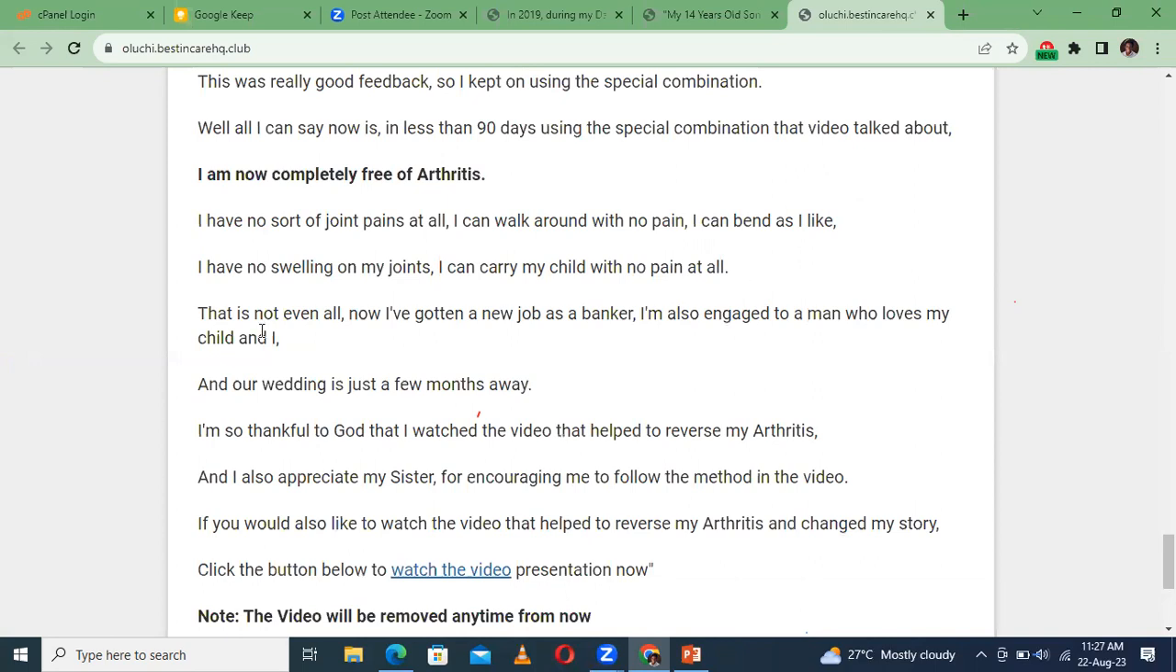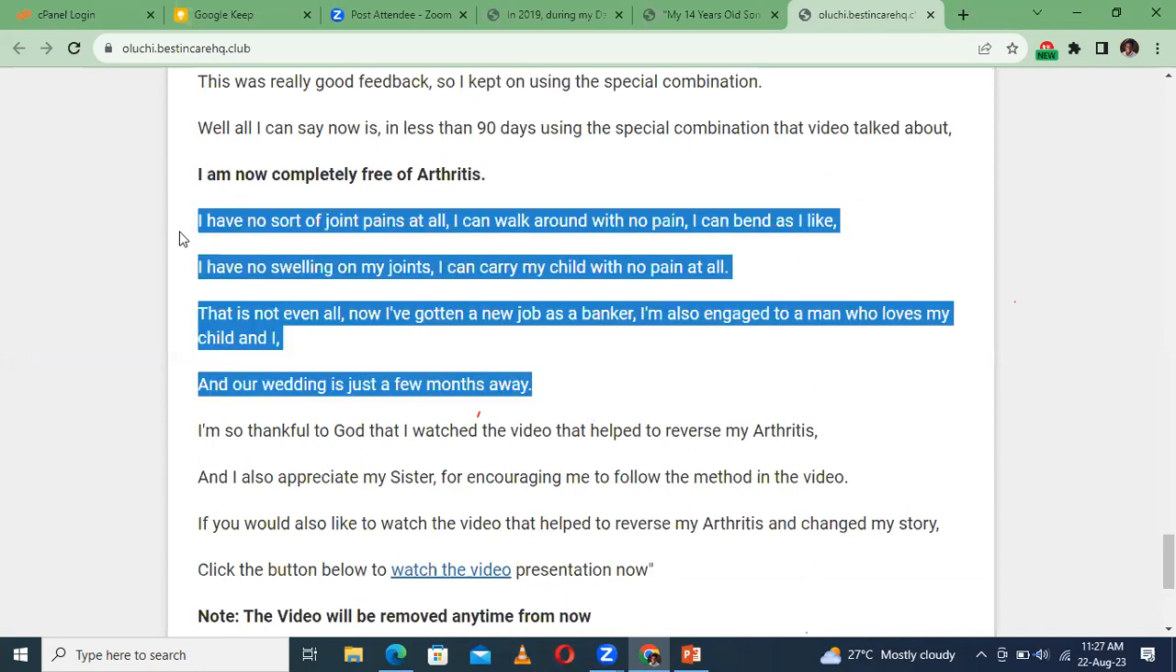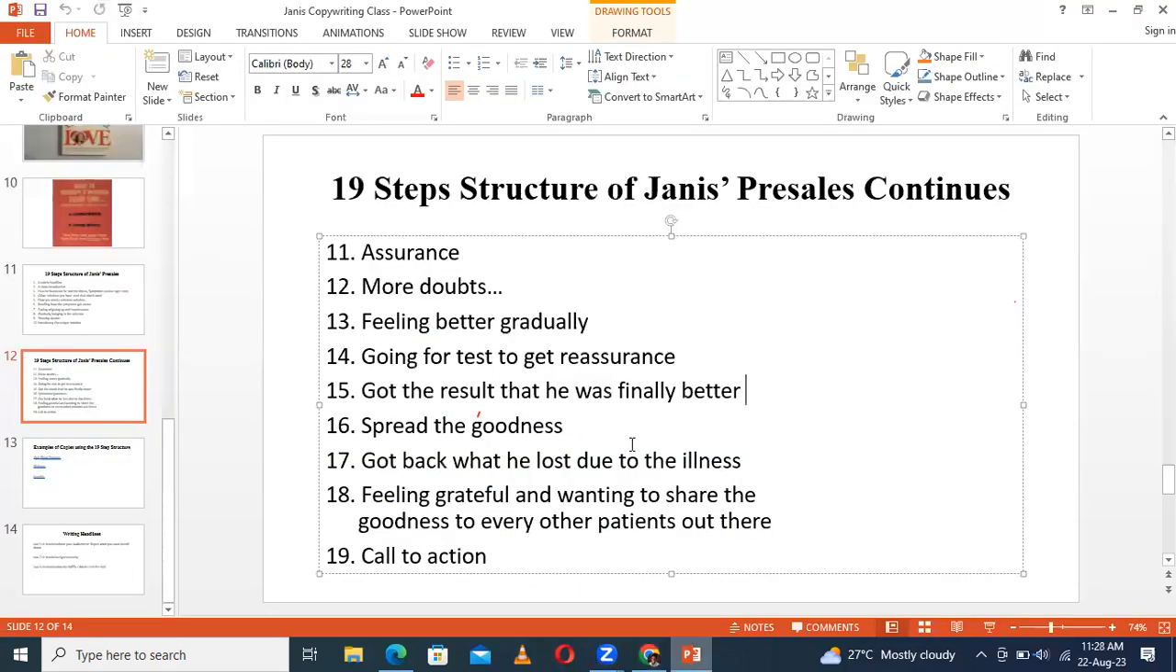Do you understand? That's not even all. I've gotten a new job as a banker, and I'm also engaged to a man who loves my child and me. Now, the wedding is just a few months away. So, bam, from year to year, she got back all she lost due to the illness. Do you understand? Number 17.